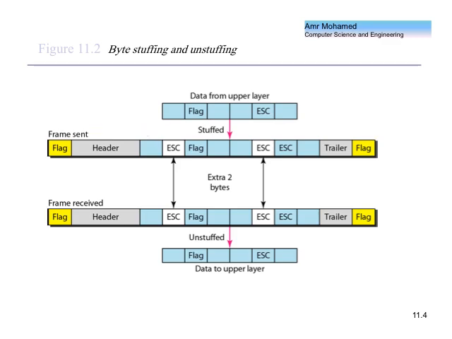go through the data itself. Whenever I see a pattern that looks like the flag, I will insert an escape character before it. This means that this is a trigger for the receiver, that whenever it sees the escape character followed by the flag, then it knows that this is not the end of the frame. This is part of the actual data, in which case it will remove the escape character and use this as part of the data.